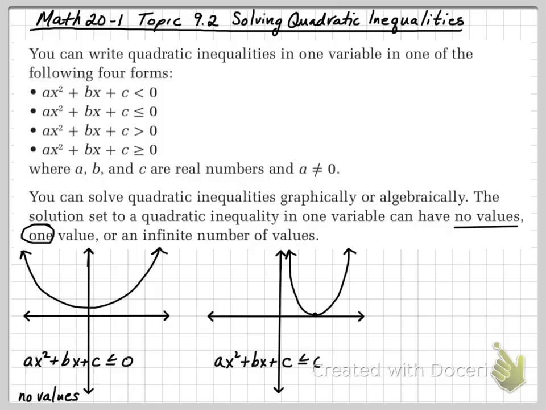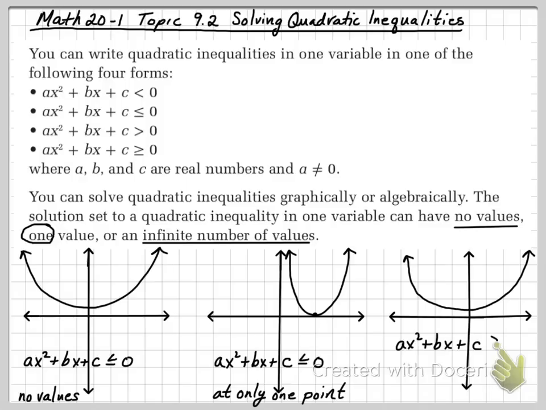Here we have ax squared plus bx plus c is less than or equal to 0. At this time, there's going to be only one point, right where it touches the x-axis. That's going to be one solution. And then we have an infinite number of values. That's where our graph is going to be something like ax squared plus bx plus c is greater than or equal to 0, and every point on that graph is going to be greater than or equal to 0.